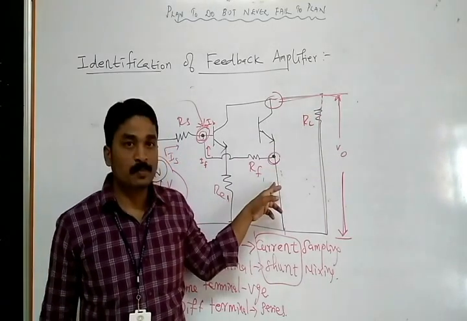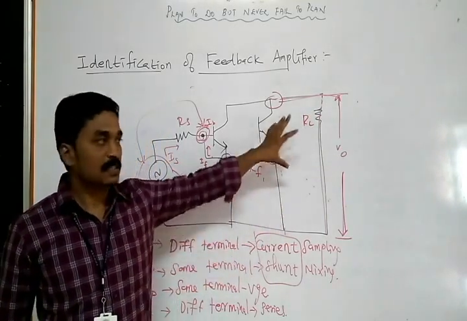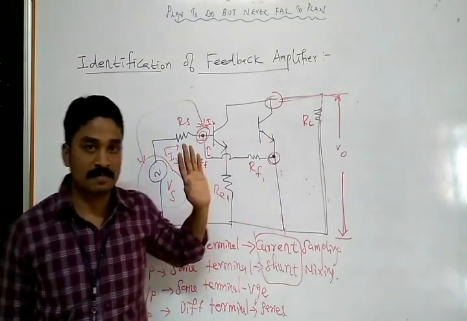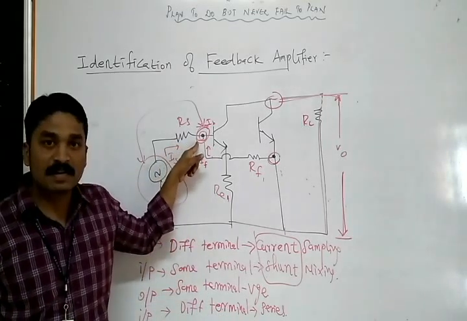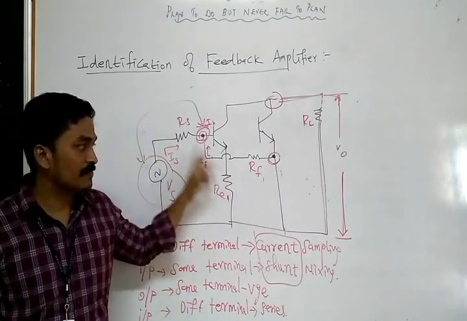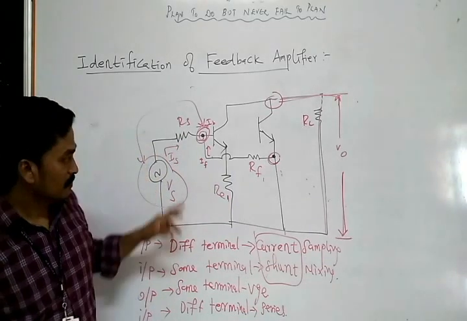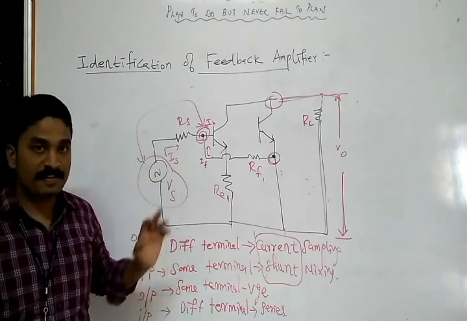Both are different terminals at the output side, that is called current sampling. Both are the same terminal at the output side, it is called voltage sampling. Input side, both are the same terminal, it is called shunt mixing. Both are different terminals, it is called series mixing. So this one is a current shunt feedback amplifier.